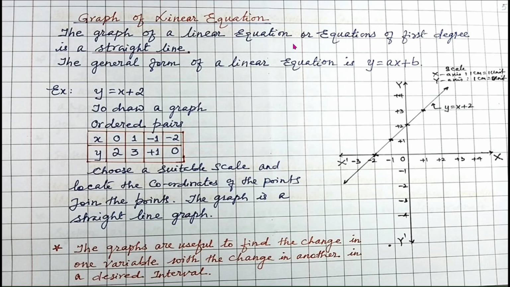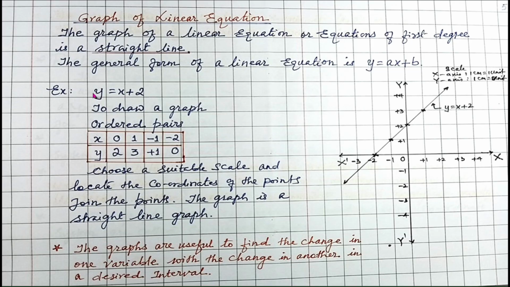Now the graph of a linear equation, or equations of first degree, please remember this: a linear equation is a first degree polynomial equation, and the graph of that is 100% a straight line, which by taking an example you will understand. The general form of a linear equation, we already learned this, is y is equal to ax plus b, where y is a variable, x is a variable, a is a constant, that is the coefficient of x, and b is a constant.